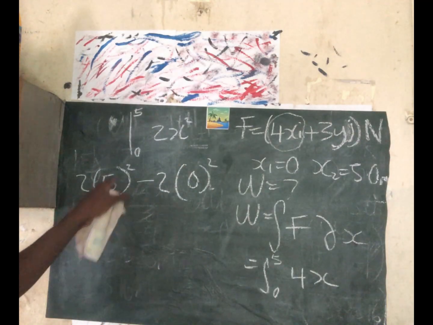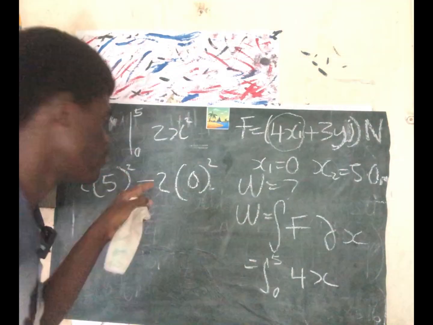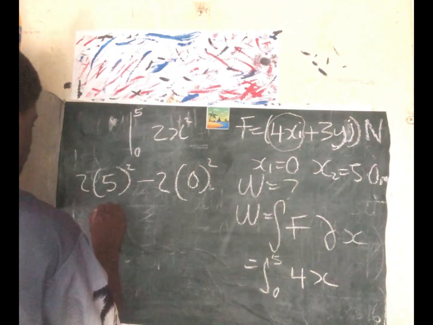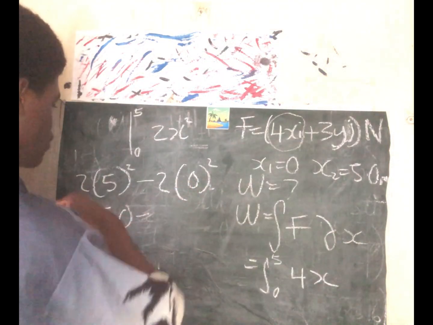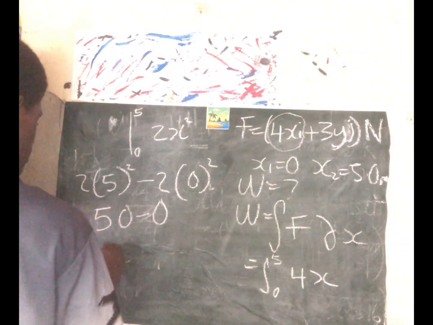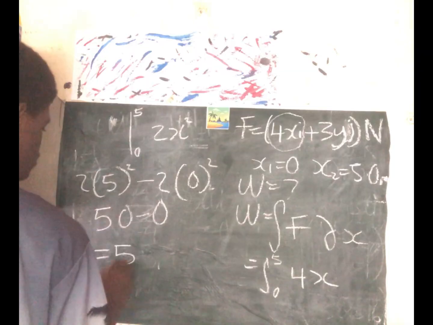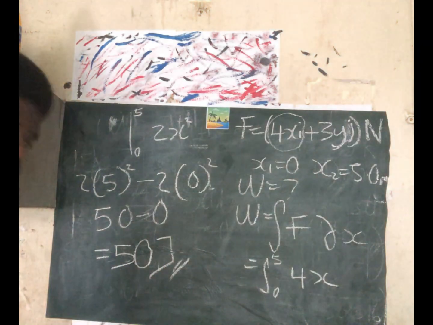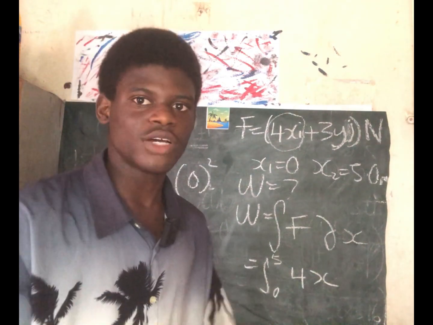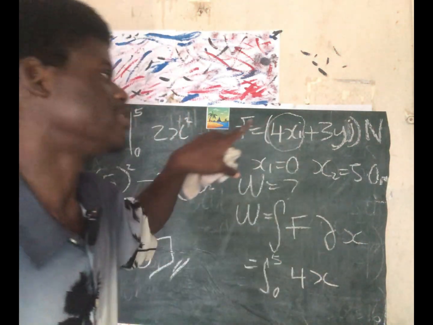So 5 squared is 5 times 5, that is 25. 25 times 2 is 50. 50 minus 0 squared, which is 0, and 0 times 2 is also 0. That will give us 50 joules. So that's how to solve questions like this.